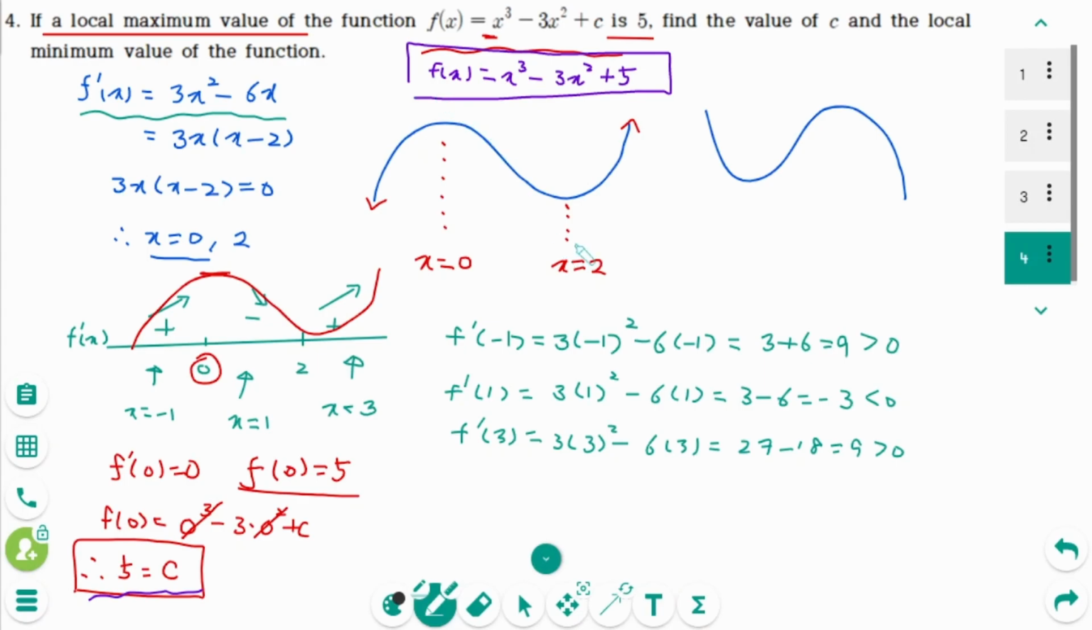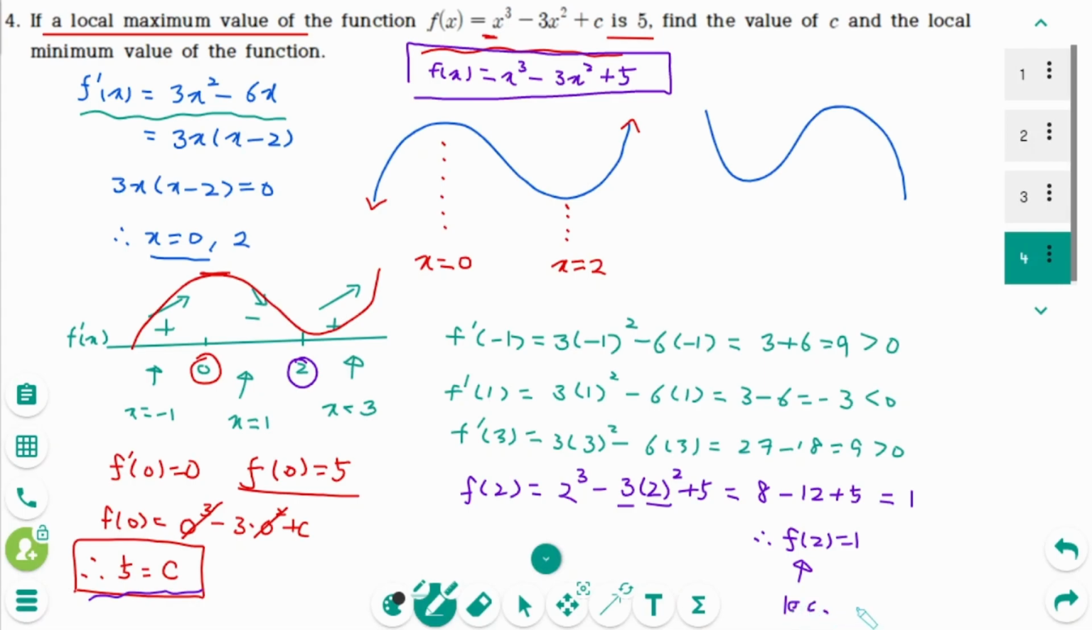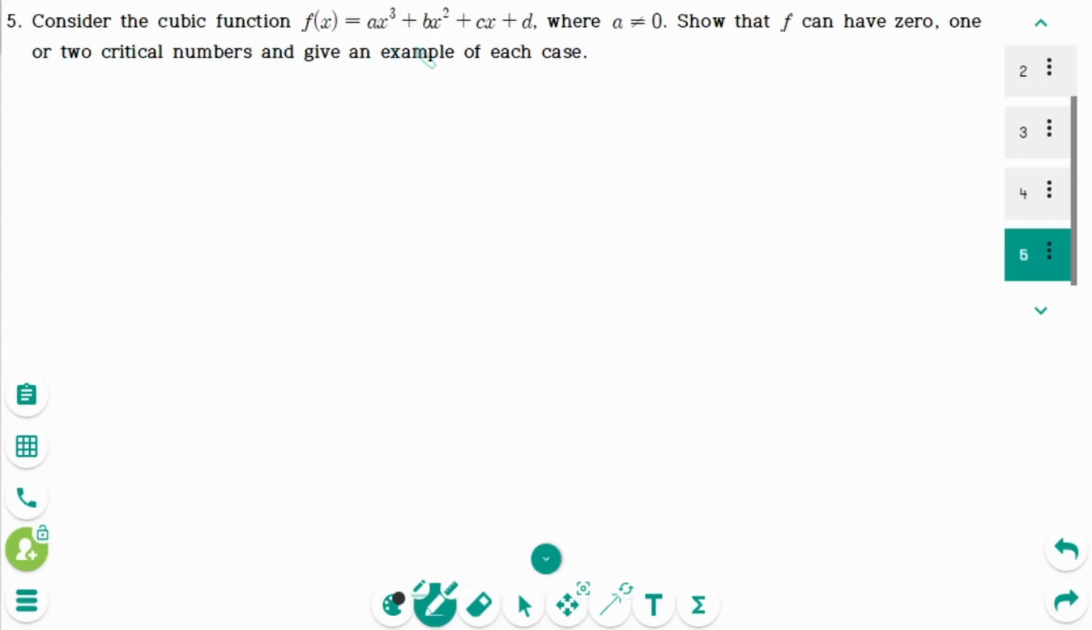And then local minimum is here. Then f of 2 equals 2 cubed minus 3 times 2 squared plus 5, which is 8 minus 3 times 4, which is 12, plus 5 equals 1. Then f of 2 equals 1. This is local minimum. This is the last one.